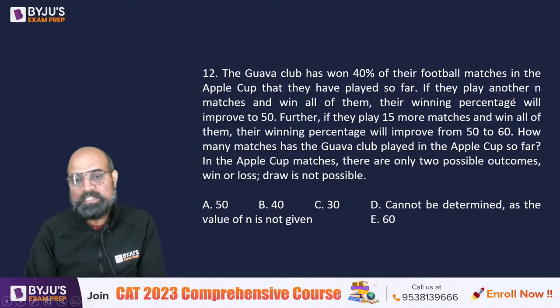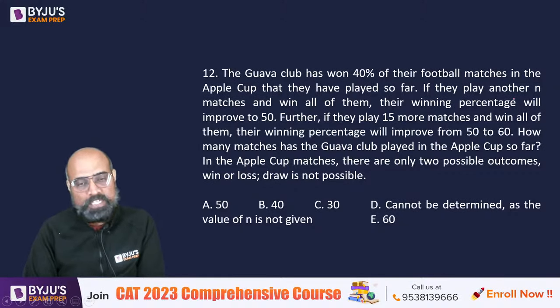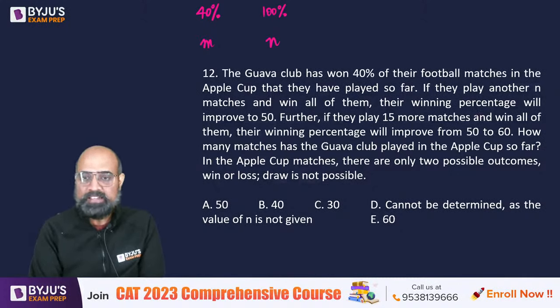In the Apple Cup matches, there are only 2 possible outcomes, win or loss, draw is not possible. So, how many matches have they played so far? We don't know. Let's call that M. And they have won 40% of their matches. If they play N more matches and win all of them, as in 100% is their winning percentage, then their winning percentage improves to 50.